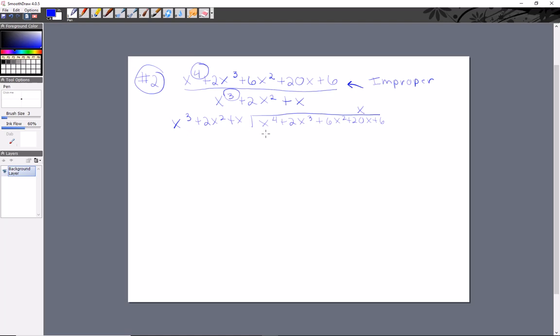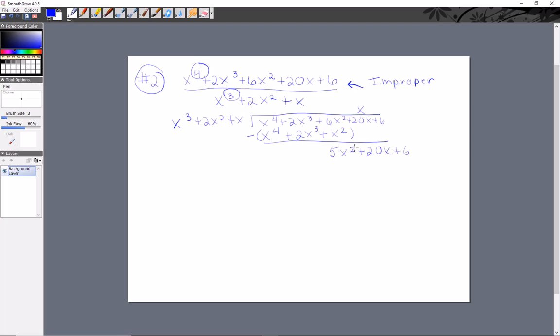All right, so remultiplying. X times x to the 3rd is x to the 4th, good match there. X times 2x squared is 2x to the 3rd, excellent match there. X times x is plus x squared. Okay, so long division, we're going to subtract. That means we're going to add the opposite, so that goes to 0 in that column, that goes to 0 in that column. This becomes 5x squared plus 20x plus 6.